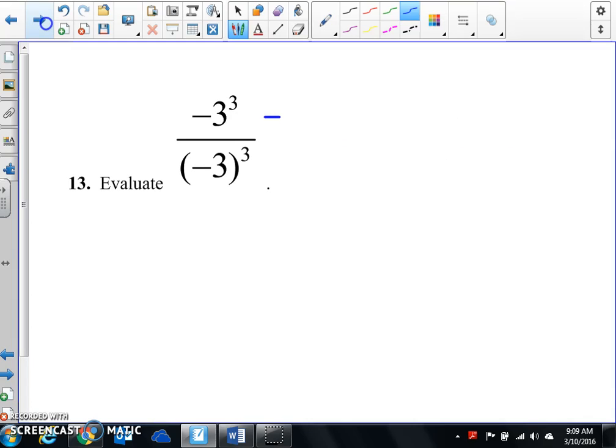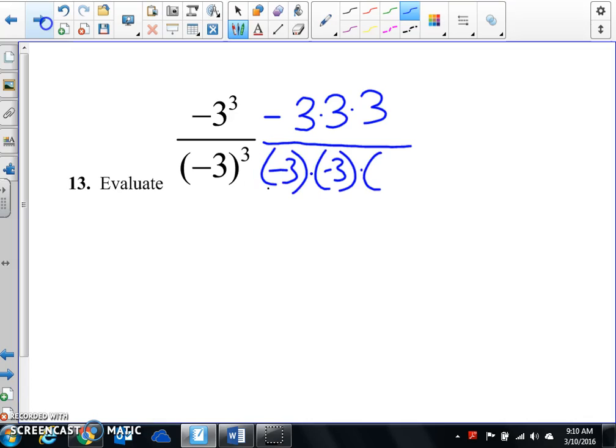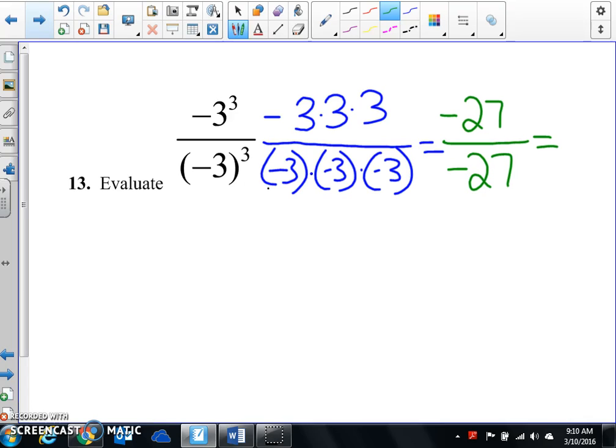This is negative and then 3 times, like that. This is negative 3 times negative 3 times negative 3. Okay, so 3 times 3 times 3 is 27, and then I've got my negative out here, so negative 27. Negative 3 times negative 3 times negative 3 is negative 27. So negative 27 divided by negative 27 is 1.